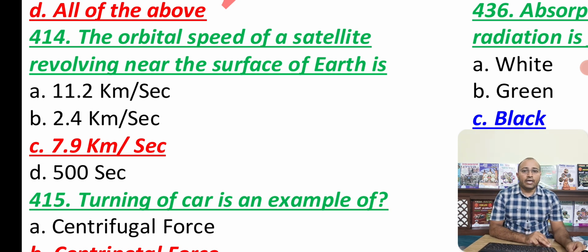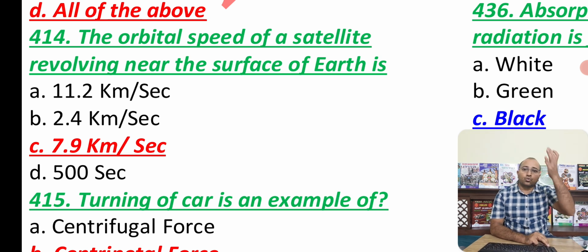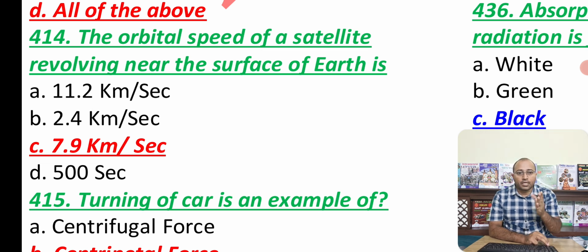Now we have 11.2 kilometers per second. This is the escape velocity of the Earth. So the rocket has to go at a speed of 11.2 kilometers per second, and only then can it take off from the Earth. Otherwise, the debris will directly fall into the Earth like an asteroid.